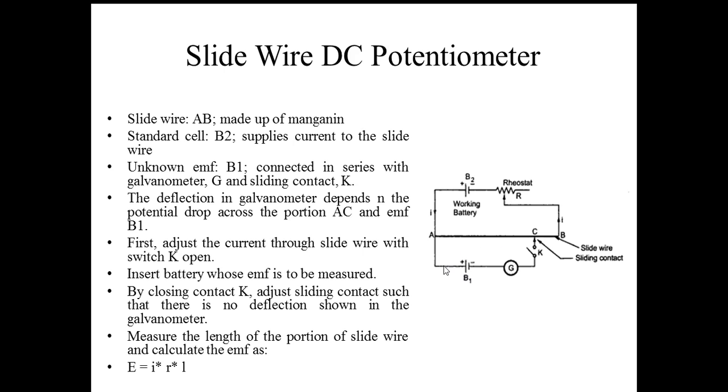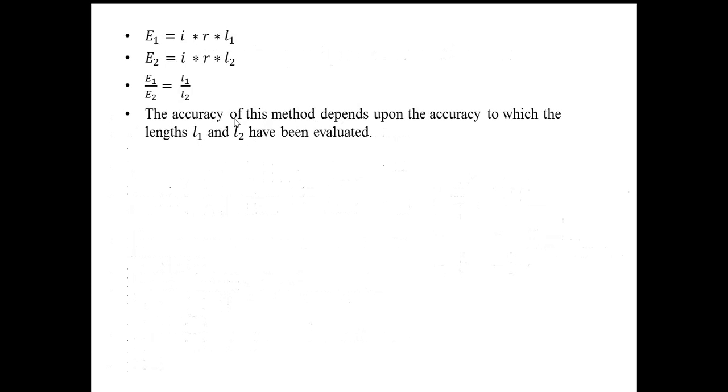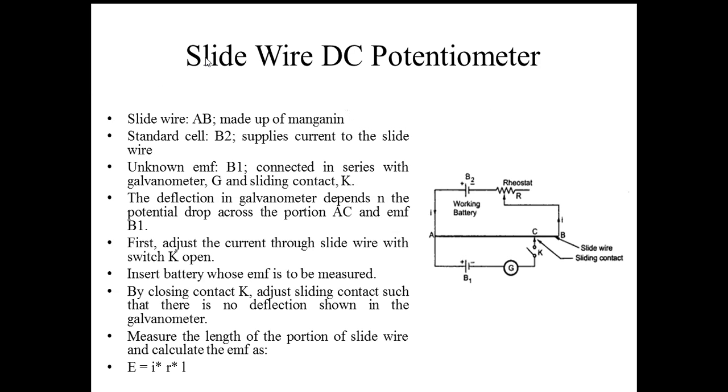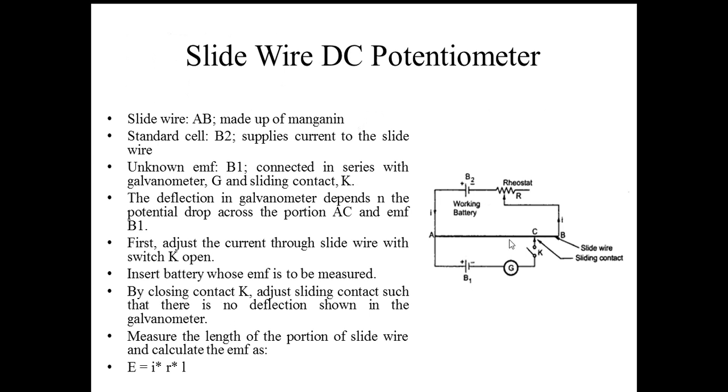So E is equal to I, the current flowing across this, into R into L. I've already told you this. So suppose in the second condition, your current was I into R into L. Current I would be flowing in both the conditions because the acting source of your current is B2. That's why the current is not going to change. So your E1 is equal to I into R because the sliding wire resistance would also remain the same.